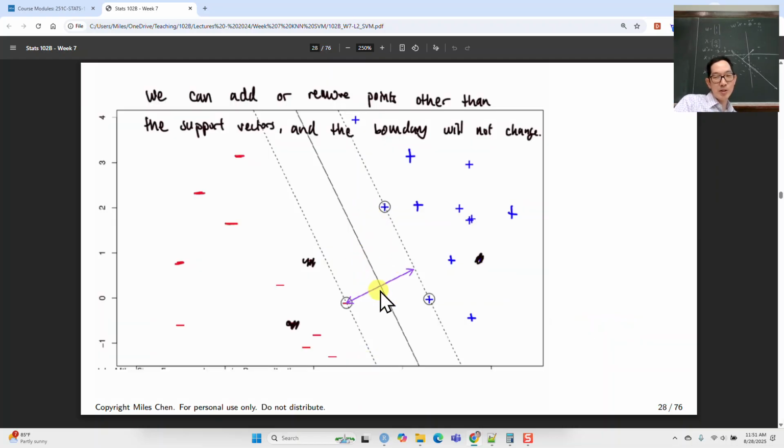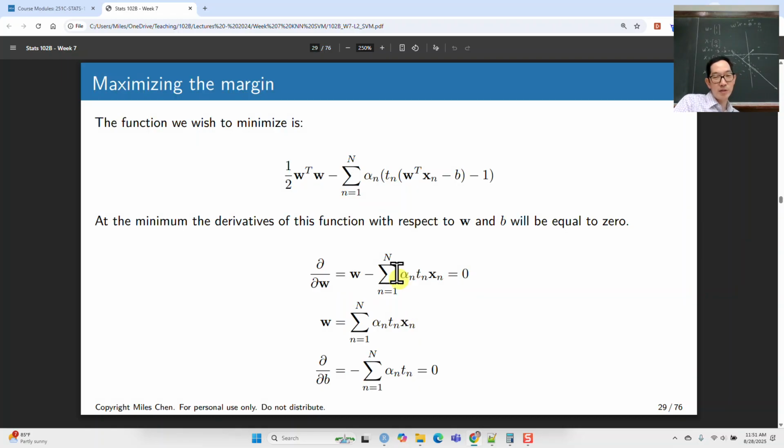Once you have the support vectors determined, here I've just illustrated that I added some additional points and subtracted some points, and the margin isn't going to change locations. So that would be the maximum margin linear classifier. So we want to minimize this thing.